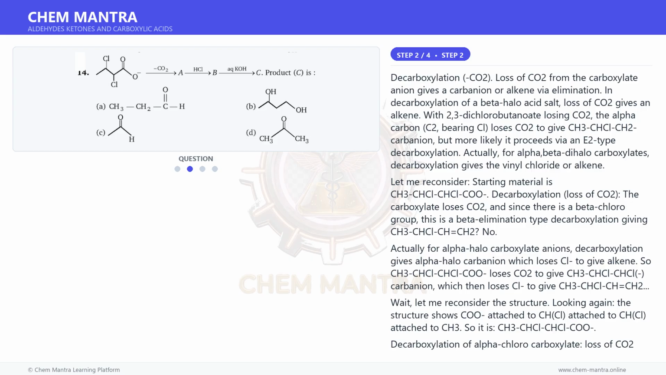Wait, let me reconsider the structure. Looking again, the structure shows CH attached to CH, Cl attached to CH, Cl attached to CH3. So it is CH3CHCl-CHCl. Decarboxylation of alpha-chlorocarboxylate, loss of CH2 from CHCl gives a CHCl carbanion, loss of Cl gives an alkene. So A is CH3CHCl-CH=CH2, but vinyl chloride? No, one chloro, one propene from elimination of adjacent Cl.